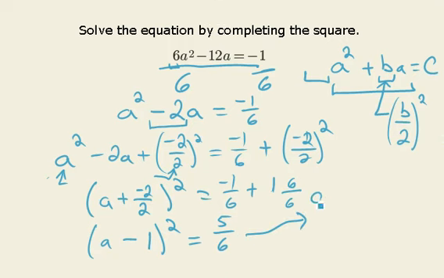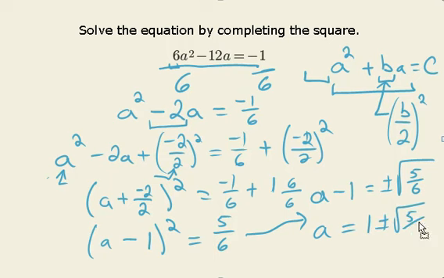Take the square root of both sides. A minus 1 equals plus or minus the square root of 5/6. Let's add 1 to both sides, and here's our answer. A equals 1 plus or minus the square root of 5/6. Of course, this plus or minus symbol really means we have two answers. A equals 1 plus the square root of 5/6, and a equals 1 minus the square root of 5/6. So there are two solutions to this equation. We found them by completing the square.